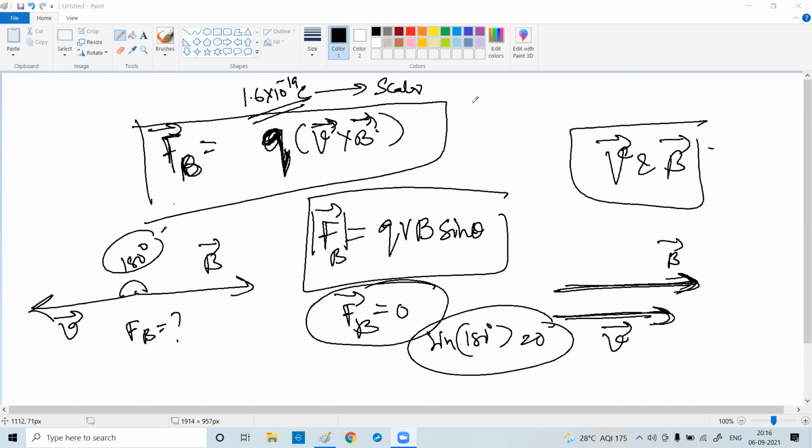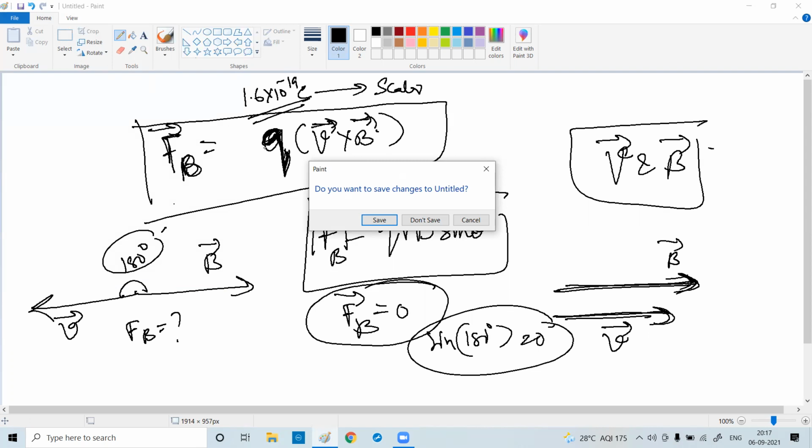So are we clear, guys? If the velocity of the object and the magnetic field are in the same direction or opposite direction, then F_B will be 0. Given anything, whatever be the theta, you can find the value of the magnetic force. Except 0 or 180 degrees, you will have a value. That is the Lorentz force.